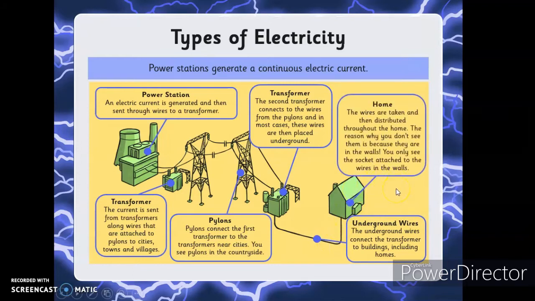And then inside your home, the wires are taken and distributed around the home. The reason you don't see them is because they're in the walls. You just see the socket that's attached to the wires in the walls.